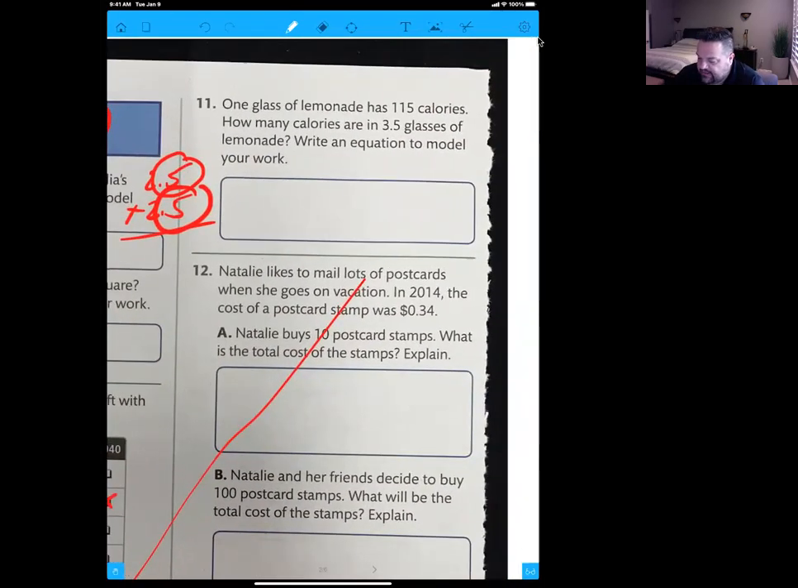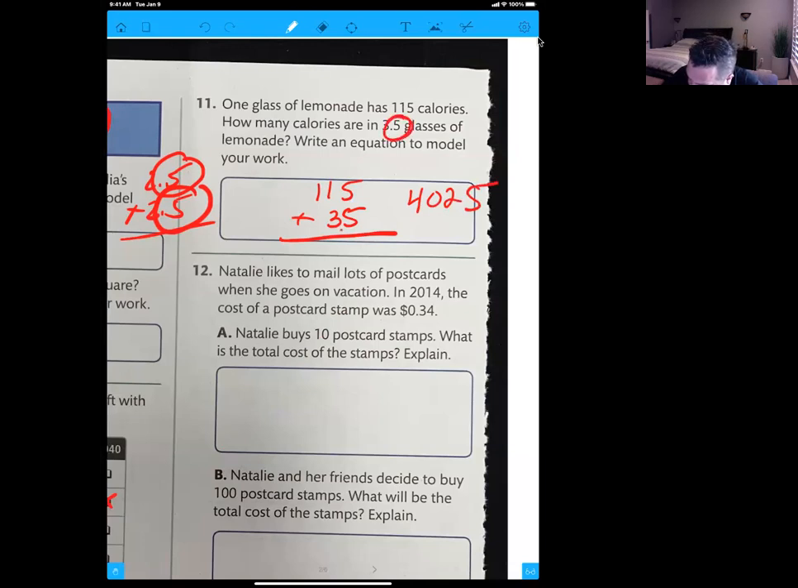All right, let's take a look at number 11. Pause it and do number 11. Number 11 is just a straight multiplication problem. I would, if I were you, take 115 times 35 and then do the math. I could tell you the math comes out to 4025. Now you got to remember, you got to move the decimal one spot, right?